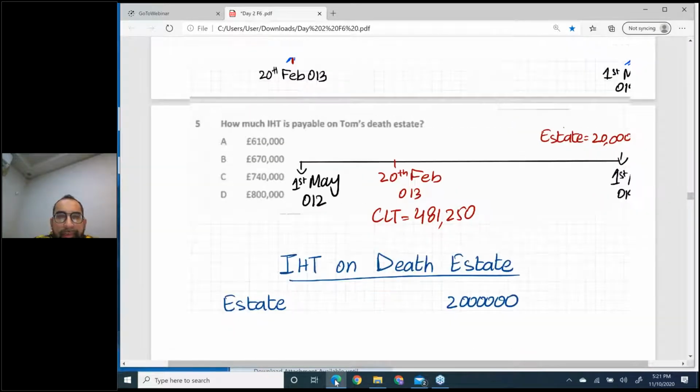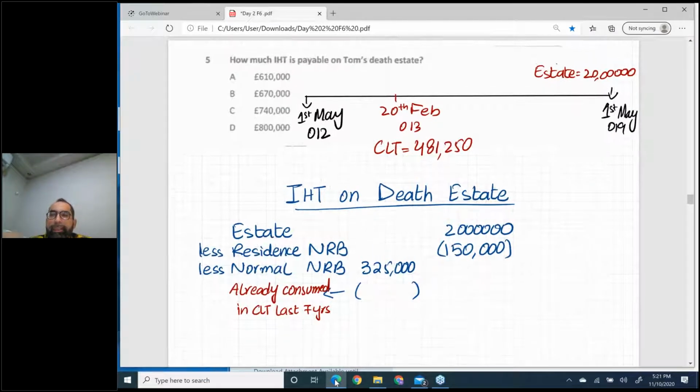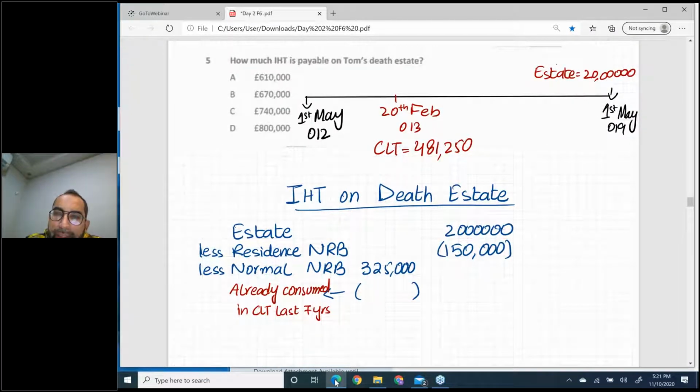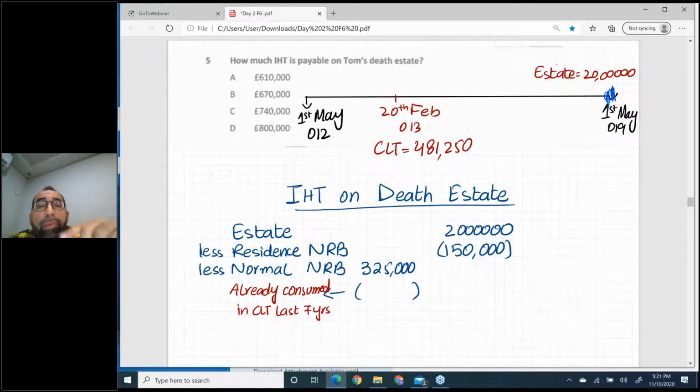Okay, look here. For the death estate calculation, this is the date of death, that is 1st May 2019. I taught you in my earlier question that you have to go 7 years back. For the death estate calculation, you have to mark one spot 7 years back. So from 1st May 2019, if you go 7 years back, there will be 1st May 2012. Can you see the last 7 years from the death?